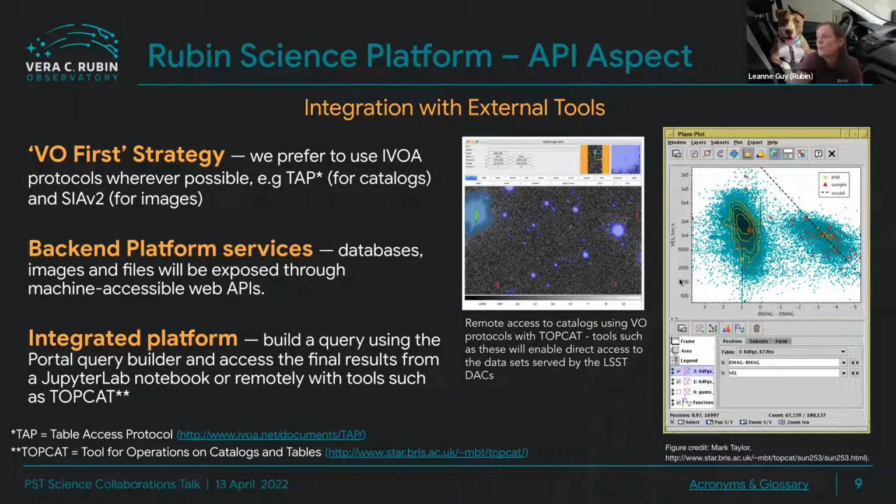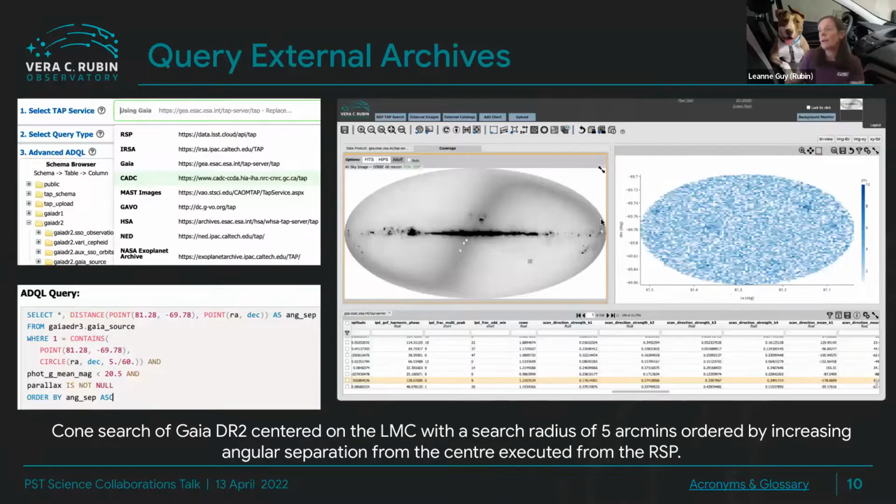This shows you an example of integration with TopCat. Many people use TopCat. This is TopCat accessing catalogs using VO protocols and creating plots. You will be able to do this with LSST data. I will show you this right now.